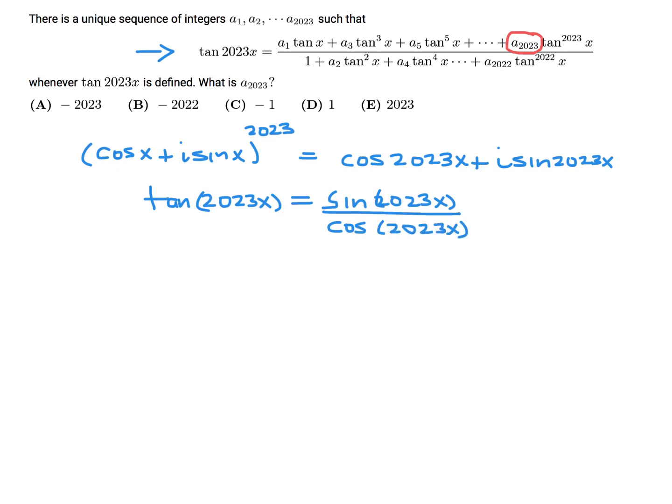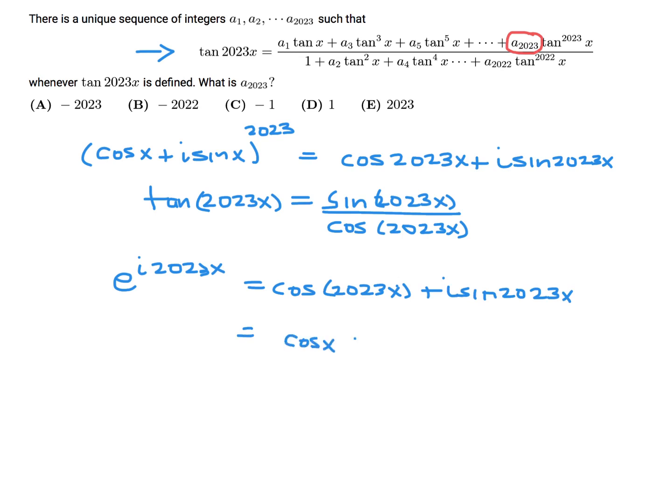Okay, so that means that will eventually be the form we want to get it into. And then if we use e to the exponent i using 2023 as our exponent, that expands to cos 2023x plus i sine 2023x. And that, of course, is the equivalent of (cos x plus i sine x) to the exponent 2023.